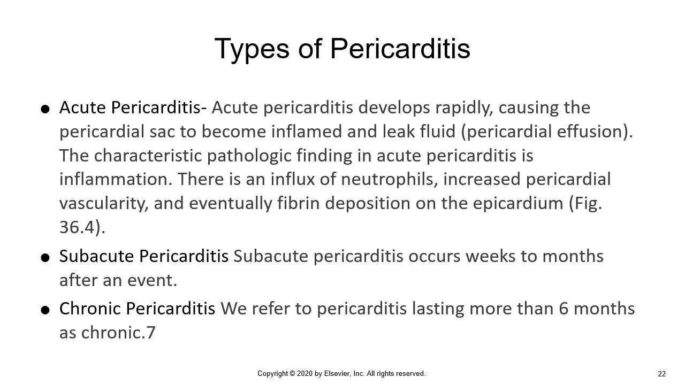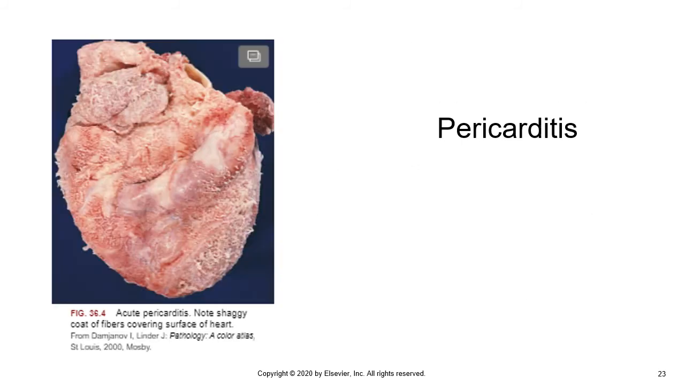The characteristic pathological finding in acute pericarditis is inflammation. There's an influx of neutrophils, increased pericardial vascularity, and eventually fibrin deposits on the epicardium. Subacute pericarditis occurs weeks after acute pericarditis, lasting more than 6 months as chronic. Myocardial infarction causes 5 to 8% of acute pericarditis cases. Post-MI syndrome or Dressler syndrome pericarditis can occur 4 to 6 weeks after a transmural MI. This syndrome is more common after a large anterior infarct.